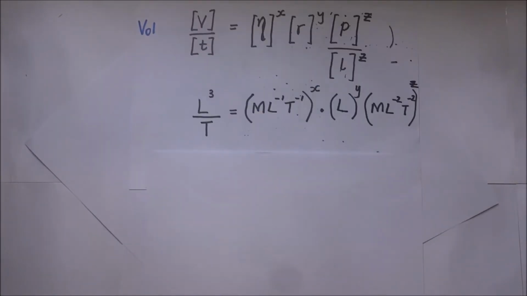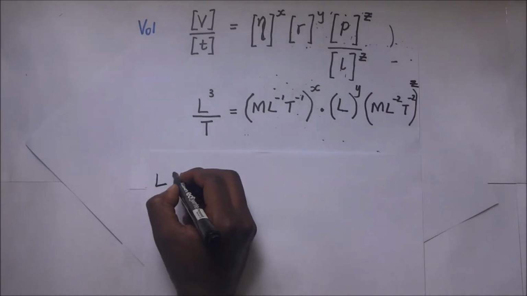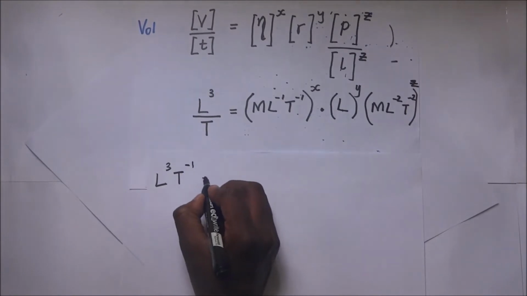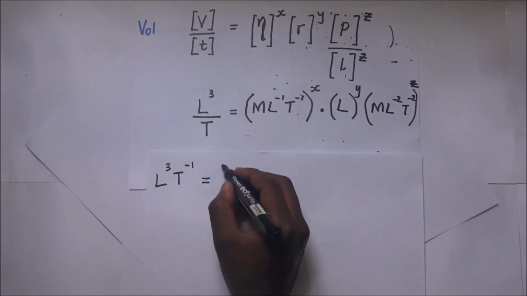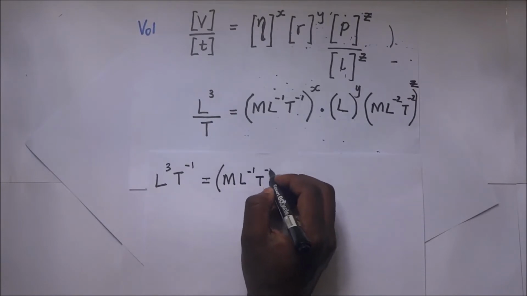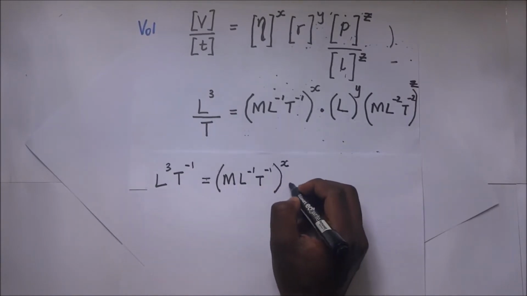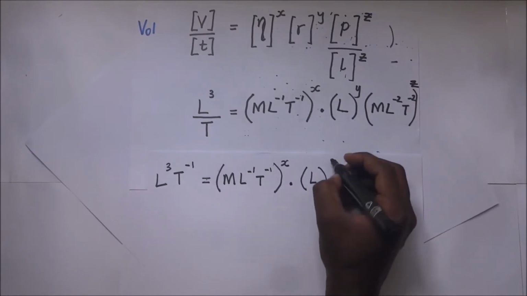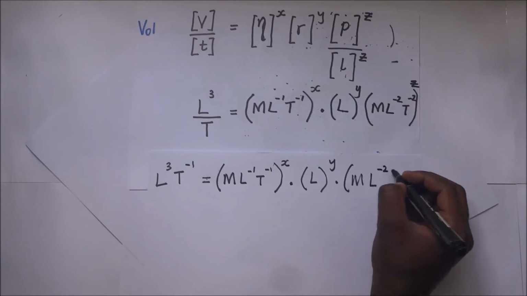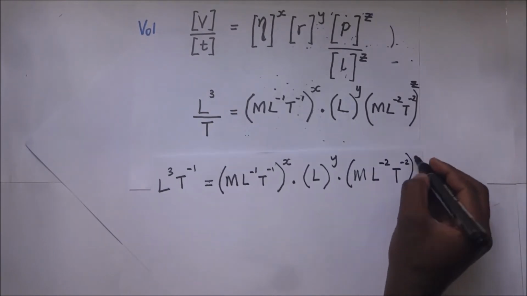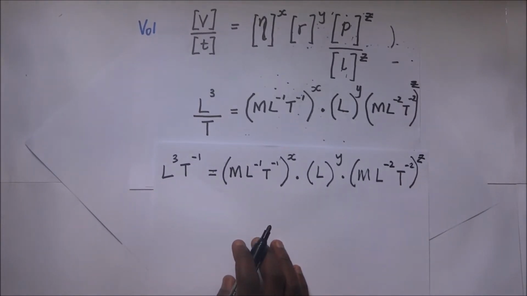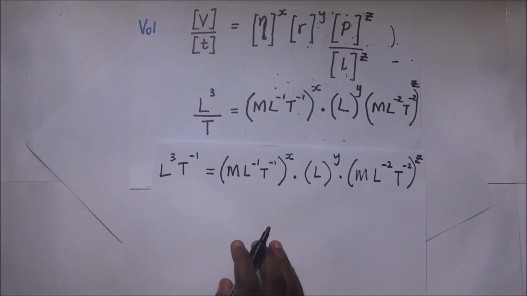So from this we have something like this. We have L to the power 3, t to the power negative 1, is equal to capital M L to the power negative 1, t to the power negative 1, this is to the power x, multiply that by L to the power y, multiply that by m L to the power negative 2, t to the power negative 2, and this is to the power z. So let's compare the powers. We start equating the corresponding indices.